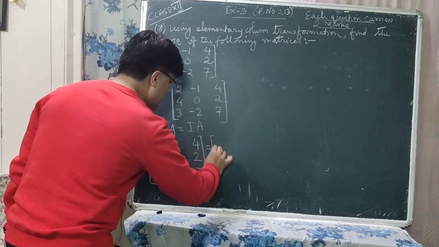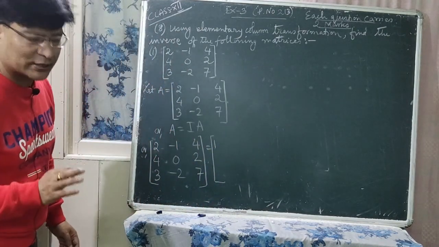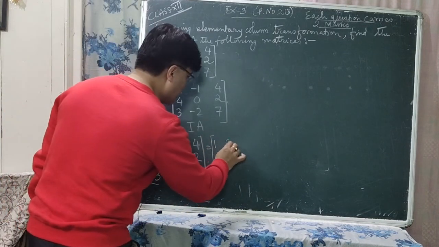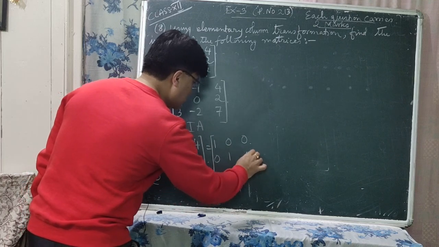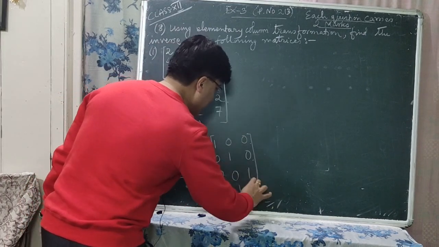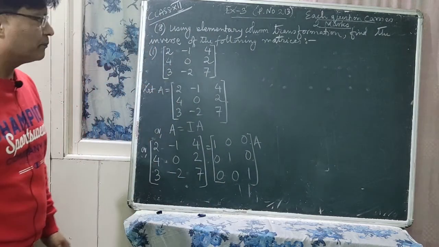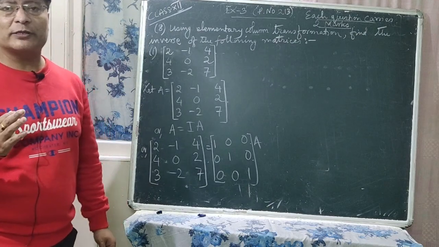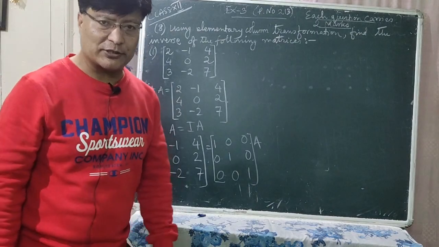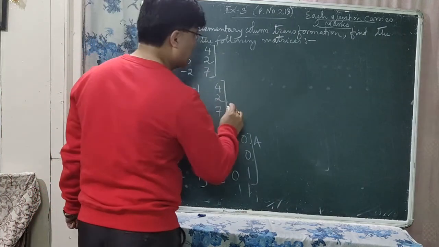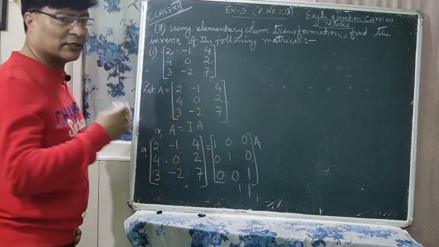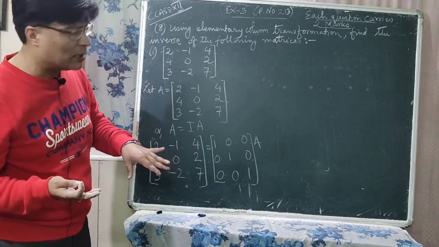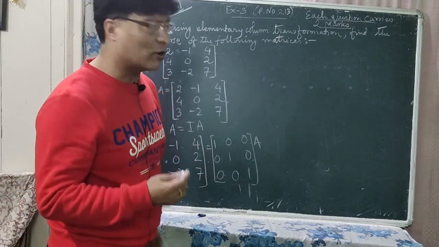On the right hand side, what is the identity matrix? The third order identity matrix has all the leading diagonal elements 1, 1, 1 and all the other elements 0. That is 1, 0, 0, 0, 1, 0, and 0, 0, 1, and there is A. Now in this case you have to use elementary column transformation to find the inverse of the given matrix. I'll show you the method of how to convert this given matrix A into identity matrix using elementary column transformation.